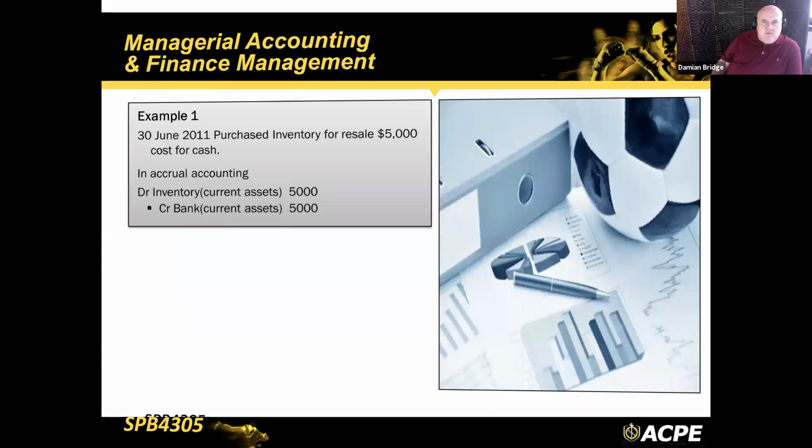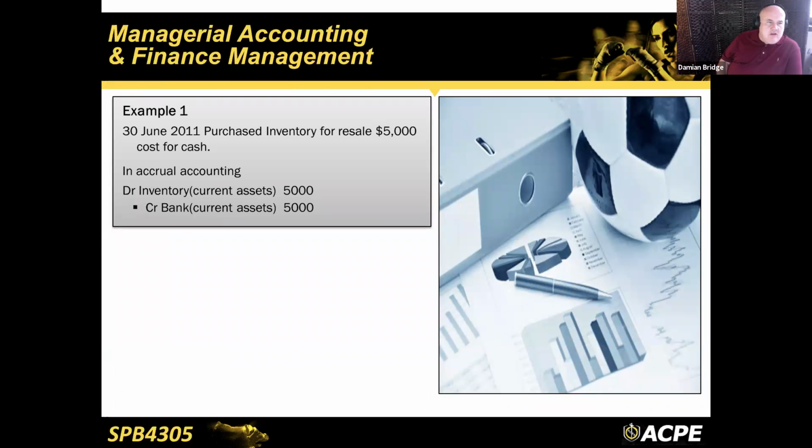So let's have a look at a bit of an example. On the 30th of July 2011, we purchased inventory for resale for cash, okay? So we purchased inventory. Now that's an asset. We want to increase an asset, so that's debit inventory, but we paid cash for it, so we need to decrease that cash asset. So we're going to have credit bank.